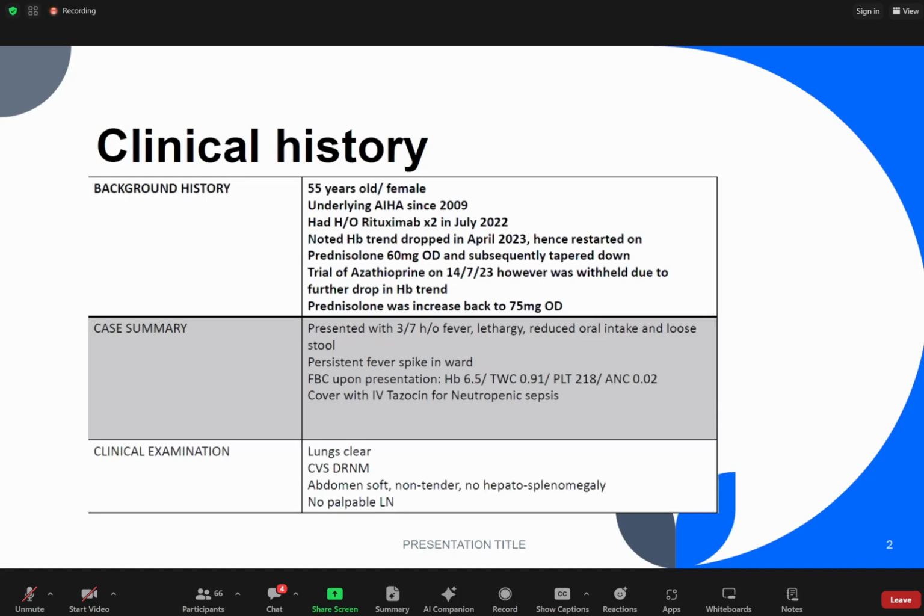So recently she was admitted to the hospital after she presented with a history of fever, lethargy, reduced oral intake, and also low stool. In the ward, she had persistent fever spikes. At the time, the FBC presentation was low: HB was 6, total white count only 0.9, with normal platelet 218. She was covered with antibiotics for neutropenic sepsis. Otherwise, on physical examination, the lungs were clear, the abdomen was soft and non-tender, with no hepatosplenomegaly and no palpable lymph nodes.